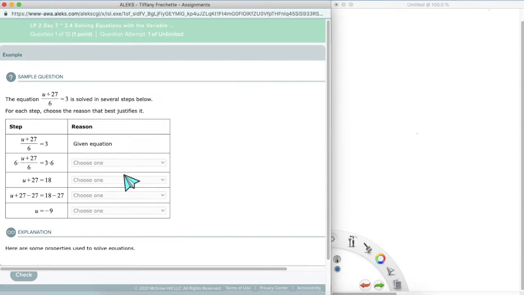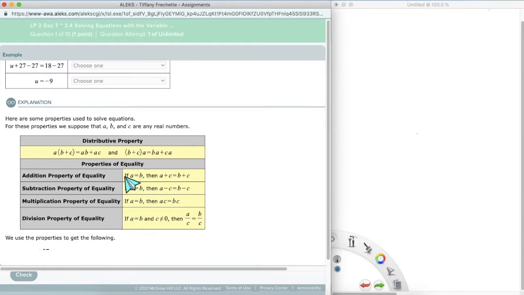And I haven't explained the problem yet, but what it's doing is it's giving us this equation. It's going through and solving it for us, and we have to choose the steps. Why did we do these things? Or what did we do in this step to get from the last one to this one? We have to justify it with a reason.